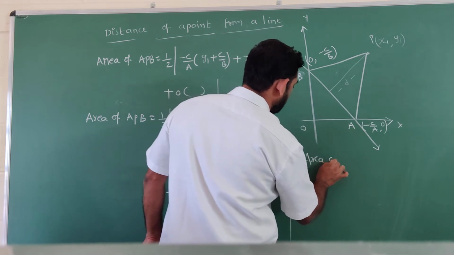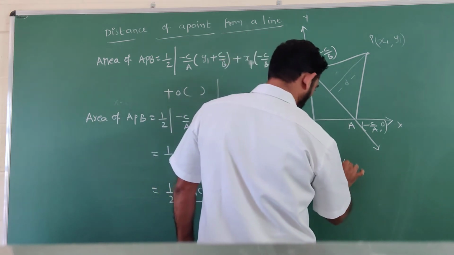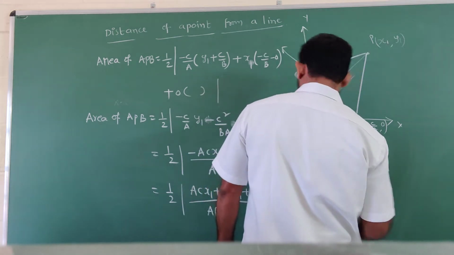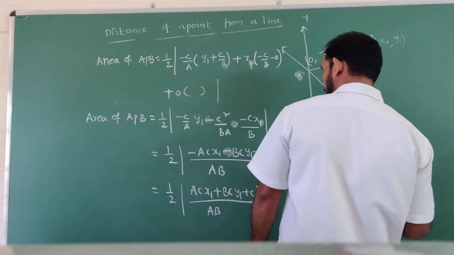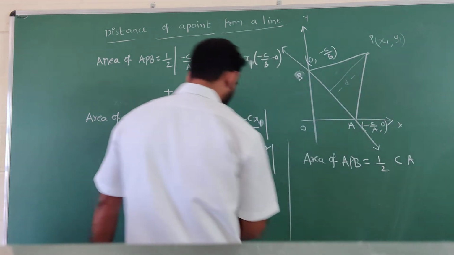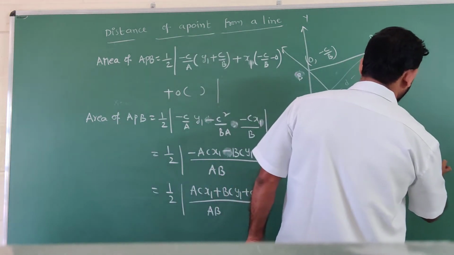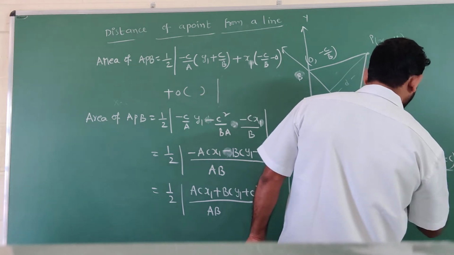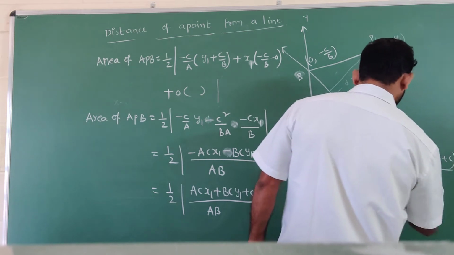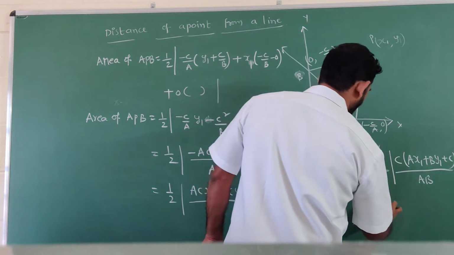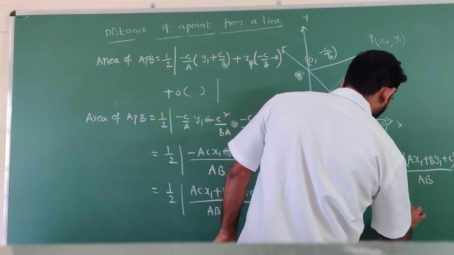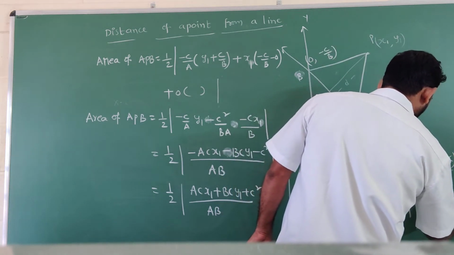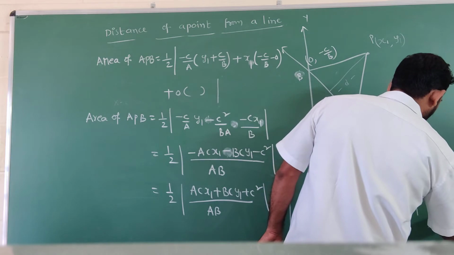Area of PAB is equal to half into C is common, AX1 plus BY1 plus C divided by A. So now it is simplified: half into modulus of C by AB, next modulus of AX1 plus BY1 plus C.